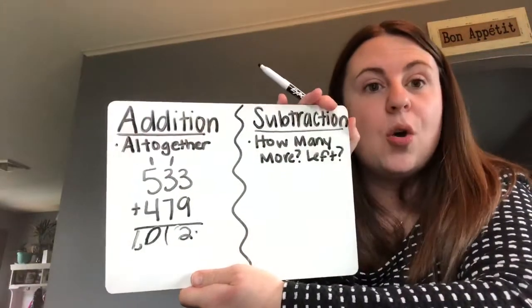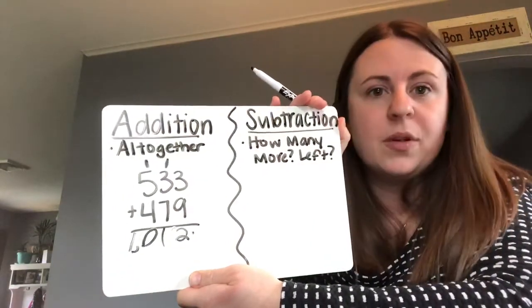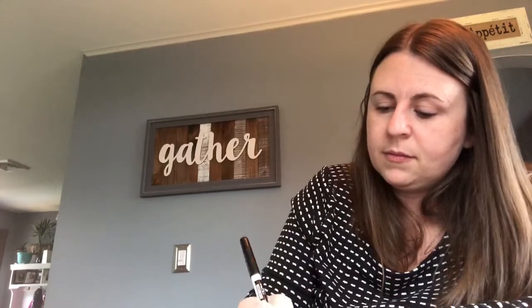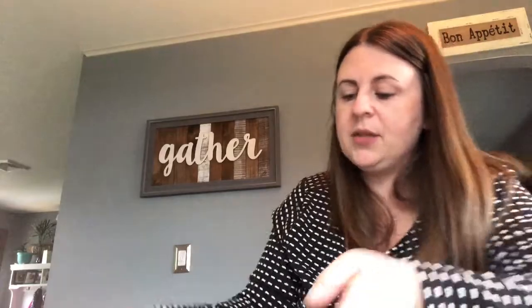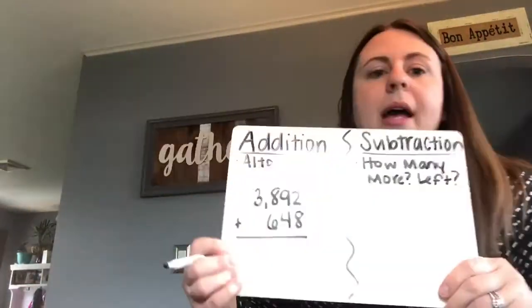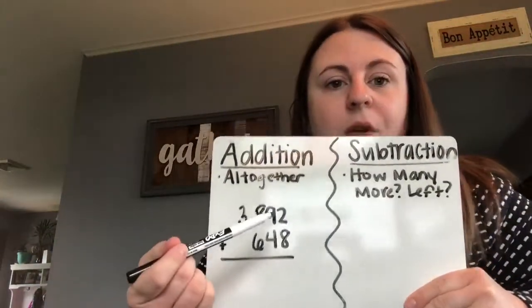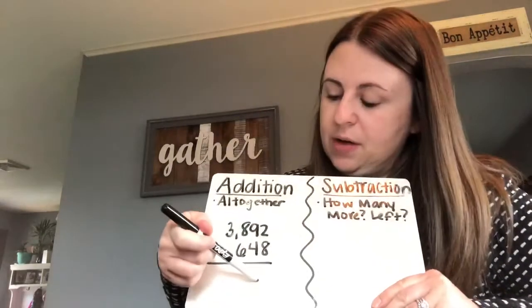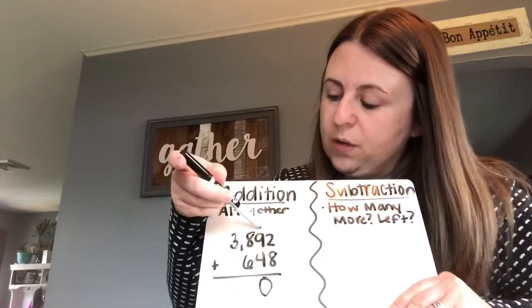All right, so I know that we've been working with a lot bigger numbers with addition, so I'll do one more addition problem with some bigger numbers. All right, so here we have 3,892 plus 648. Again, go to the ones column. 2 plus 8 is 10. We put our 0. We carry our 1 over the tens column.